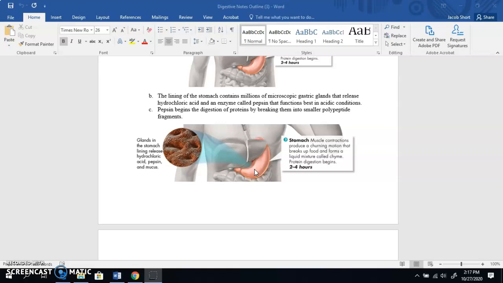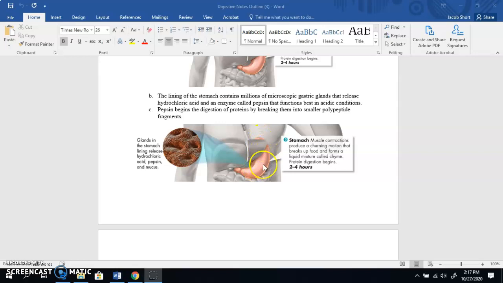That hydrochloric acid serves two main purposes. The first purpose is to break down proteins into amino acids. Without the hydrochloric acid, we would have trouble breaking down proteins. The second purpose of the hydrochloric acid is to destroy any pathogens that get inside our body. So maybe if a virus gets inside our body, hopefully it's destroyed by the hydrochloric acid.